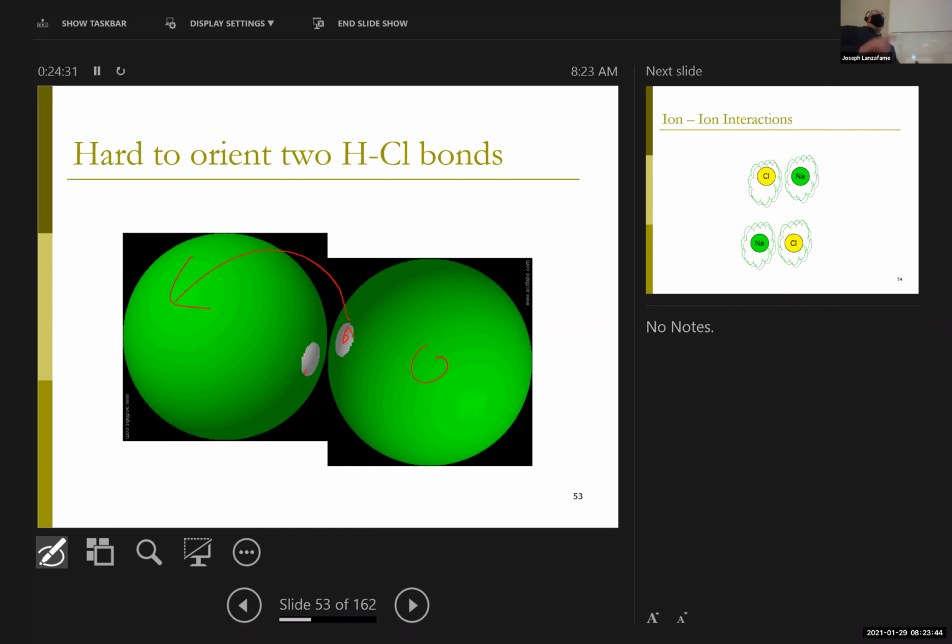right? And so the only atoms that are small enough to allow this to happen, because hydrogen itself is pretty small, are fluorine, oxygen, and nitrogen. So it's a very limited set of bonds. Yes, no on that?